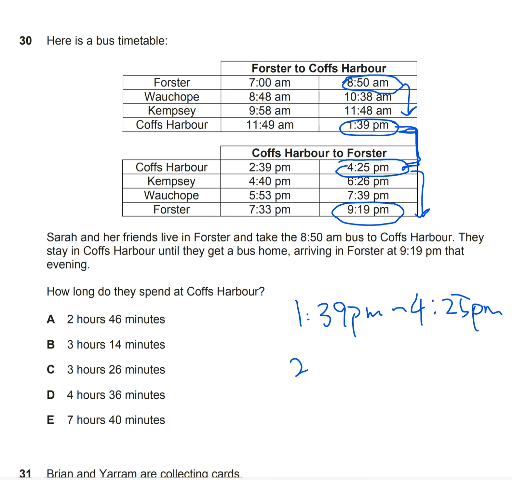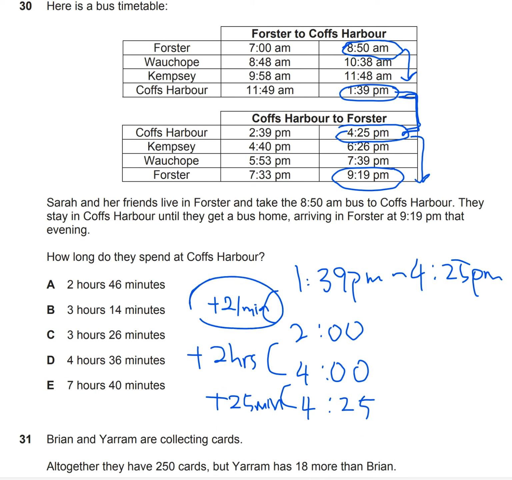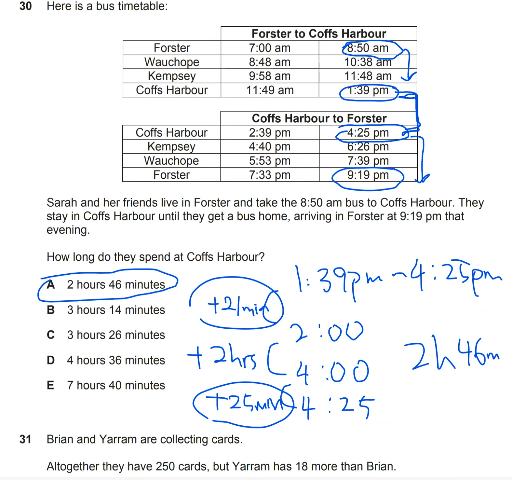So from 1:39 to 2 o'clock, that's 21 minutes, right? And then from 2 o'clock to 4 o'clock, that's another 2 hours. And then from 4 o'clock to 4:25 is another 25 minutes. So we add them all up. 21 plus 25 is 46 minutes. And then we have 2 hours. So altogether, it took 2 hours and 46 minutes.